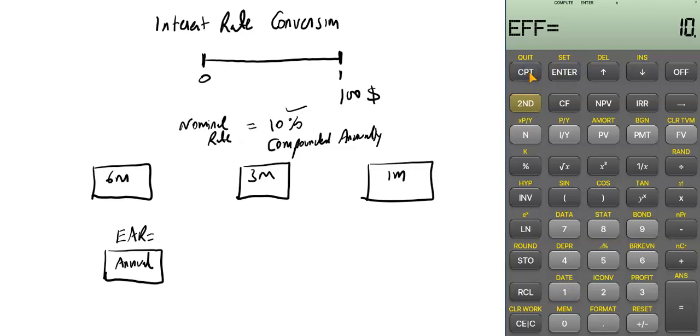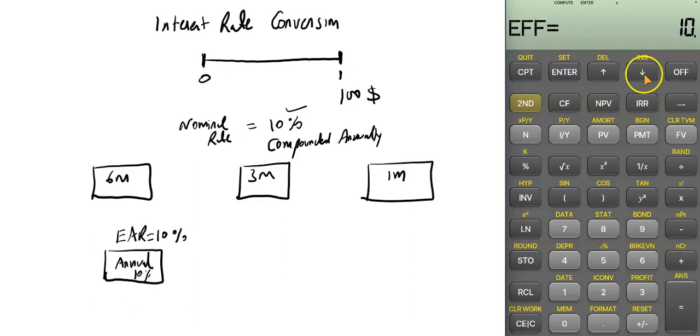This will be 10%. So the nominal and effective annual rate will always be the same if there is a compounding once in a year. So the annual rate is 10%. Compounding is once in a year. So the effective annual rate will be 10%.